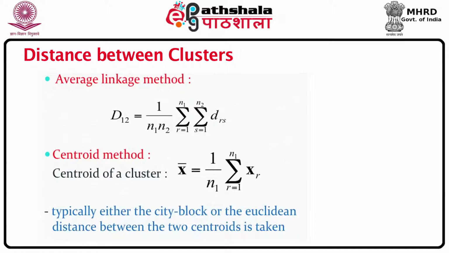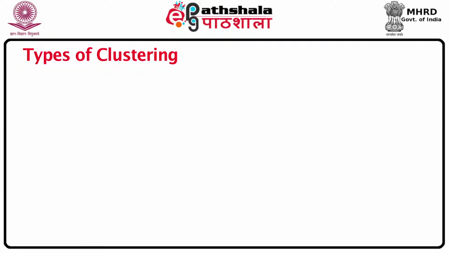Once having found the centroids of the clusters, what we do is we either take the city block or the Euclidean distance between these two centroids as the distance between the two clusters. Now, having defined the clustering distance as well as the distance between individuals, we need to decide on which type of clustering we'll be using.